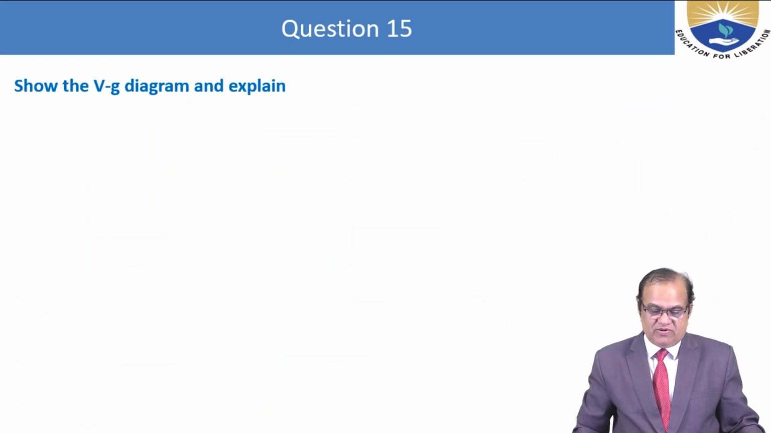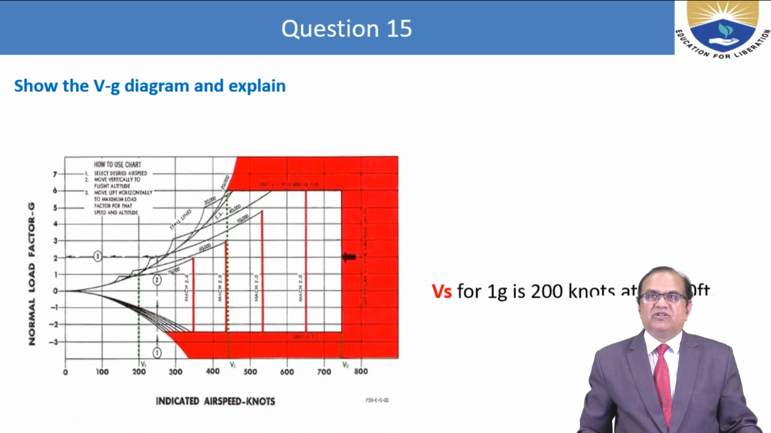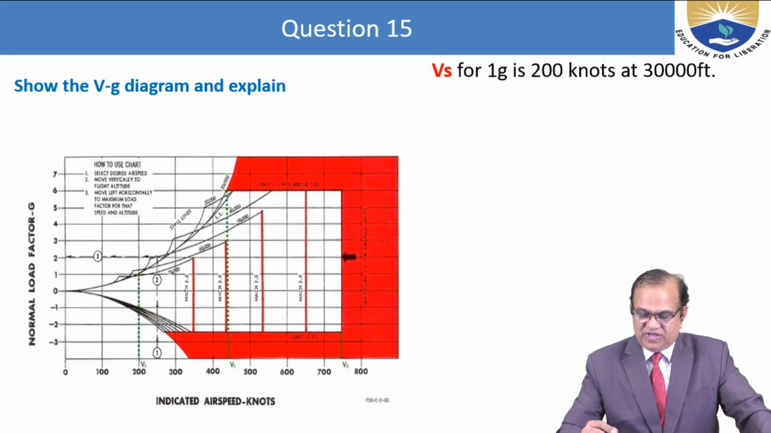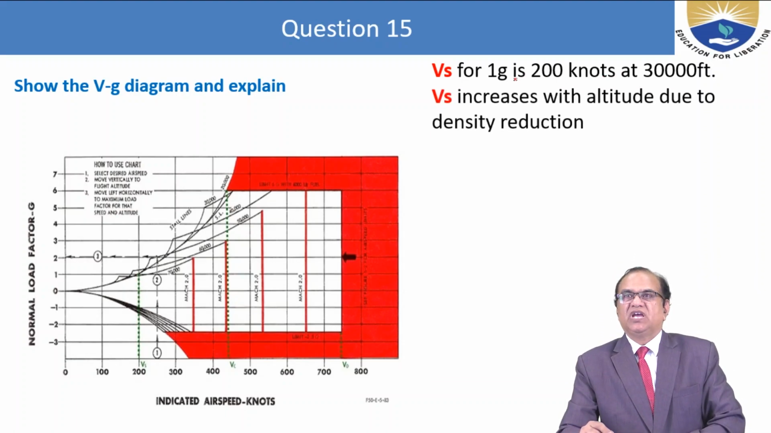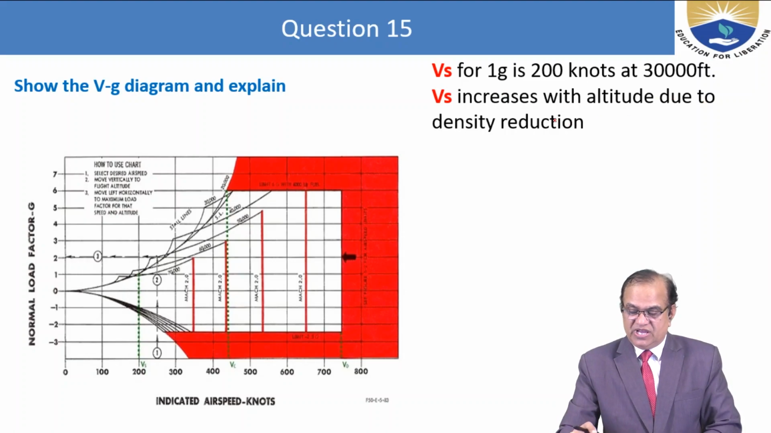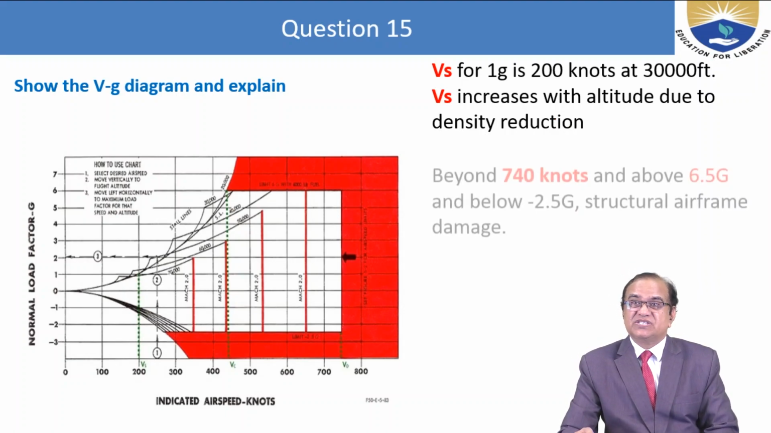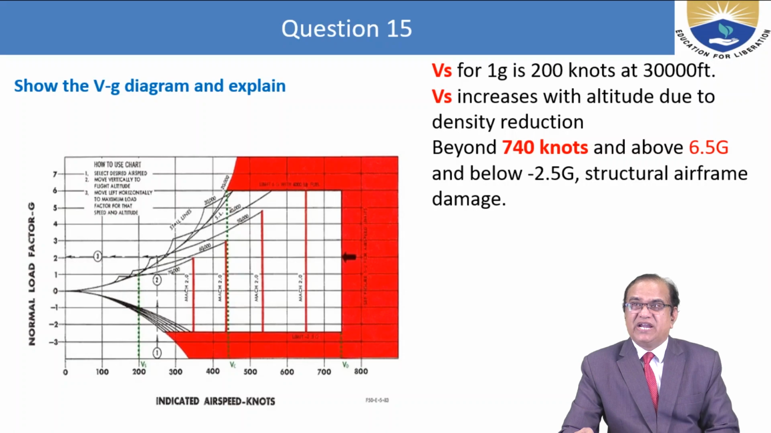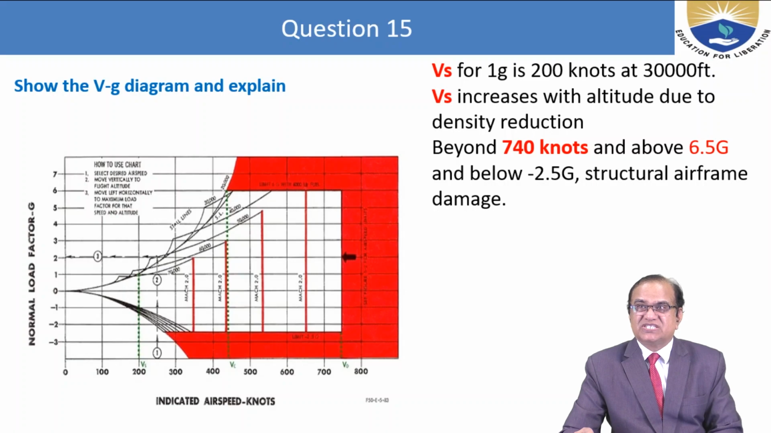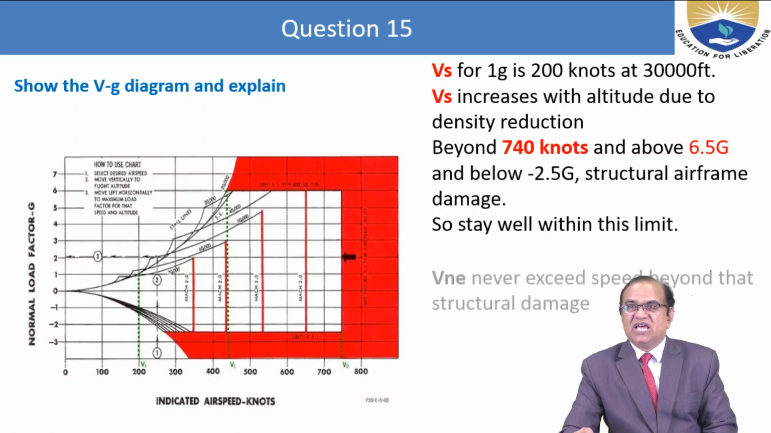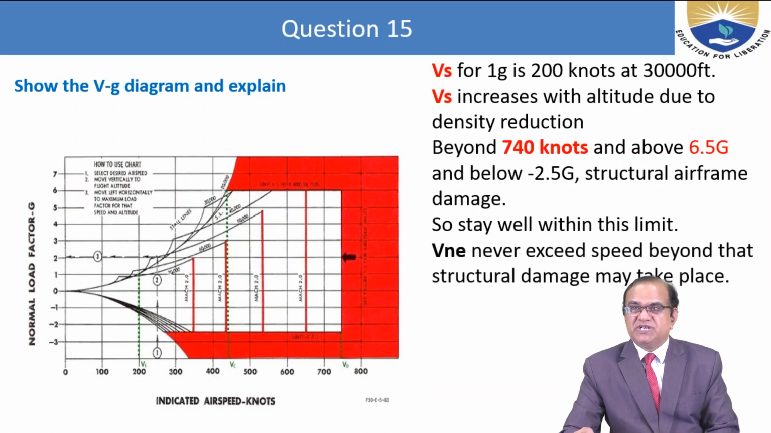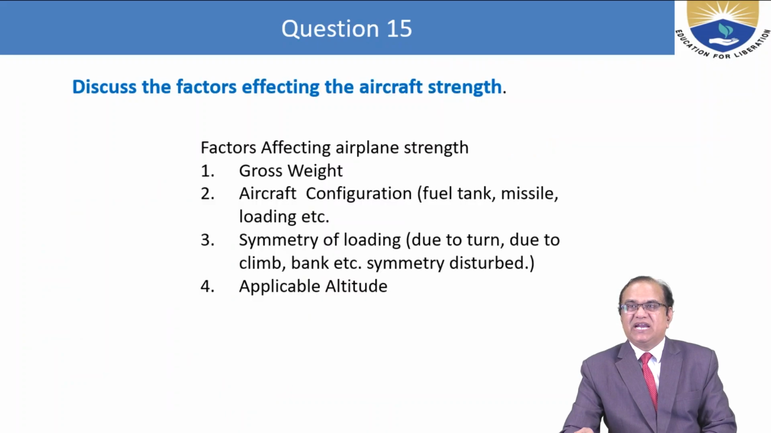Now the VG diagram, and explain. So here we have the VG diagram. In this, VS for 1g is 200 knots at 3000 feet. VS increases with altitude due to the density reduction. As the density is decreasing, your VS will increase. Beyond 740 knots and above 6.5 g, and below -2.5 g, structural airframe damage may happen. So stay well within this limit. VNE is the never exceed speed. Beyond that, structural damage may take place.